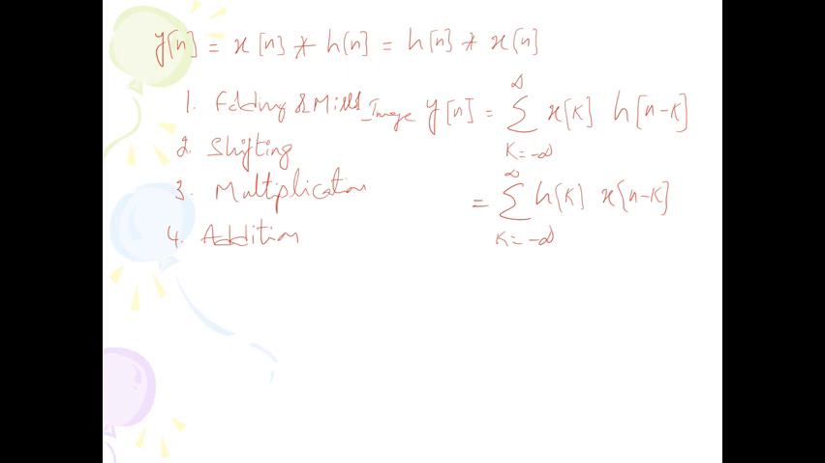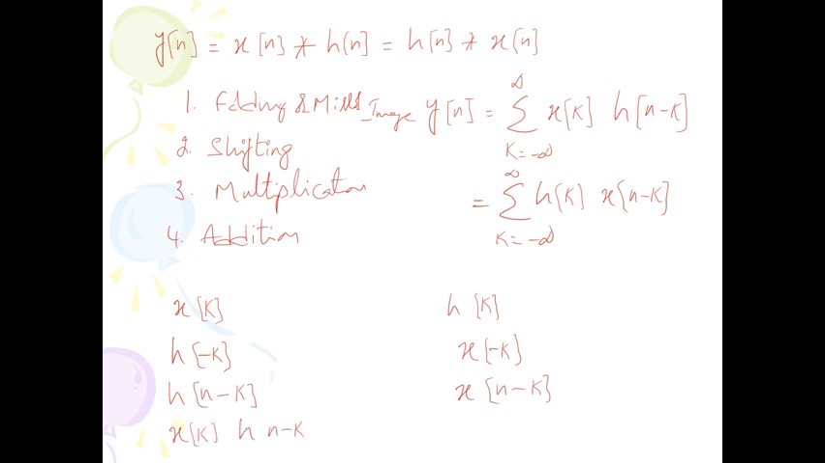First we keep one sequence constant, either x of k or h of k, depending on our convenience. For the second signal we take the mirror image, that is h of minus k in this case, and x of minus k in this case. Then we shift this sequence: this is h of n minus k for all values of n, and this is x of n minus k for all values of n. Then we multiply this with x of k into h of n minus k, and similarly here, multiply h of k and x of n minus k.